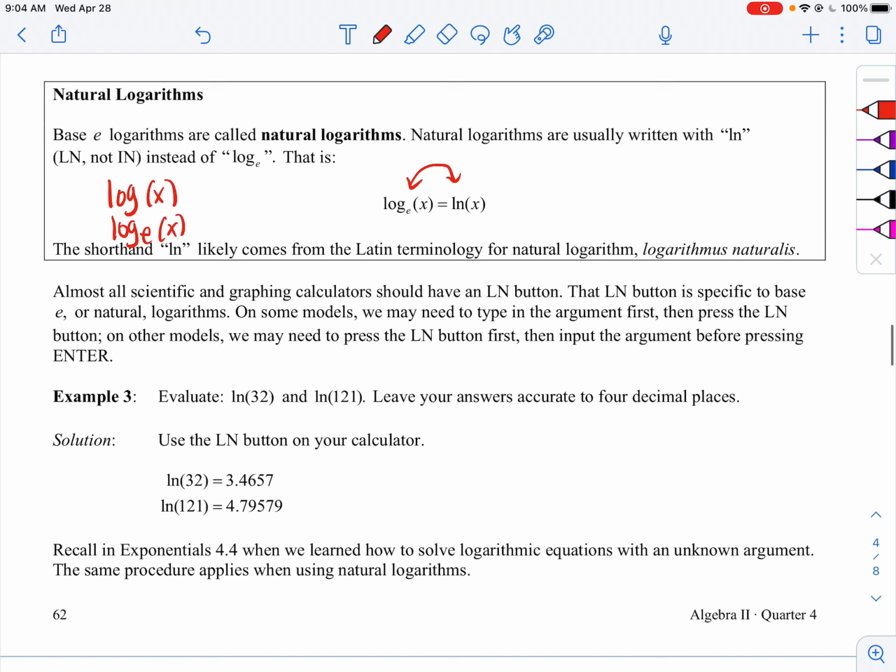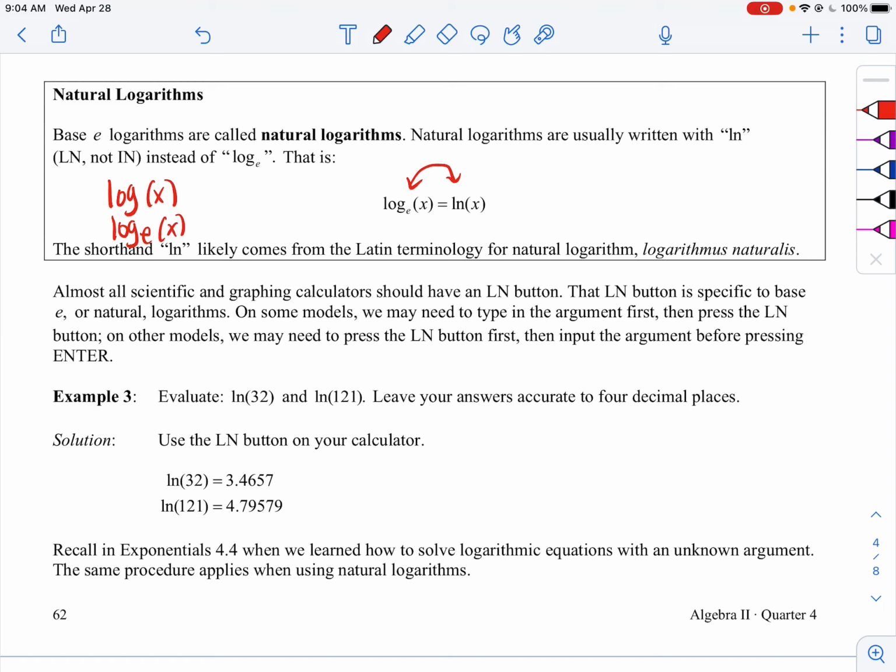But for now, we are going to just make sure that we know where to get this in the calculator, so we'll have an easy transition. Almost all scientific and graphing calculators should have an ln button. The ln button is specific to base e, or natural log. On some models, we may need to type in the argument first, then press the ln.